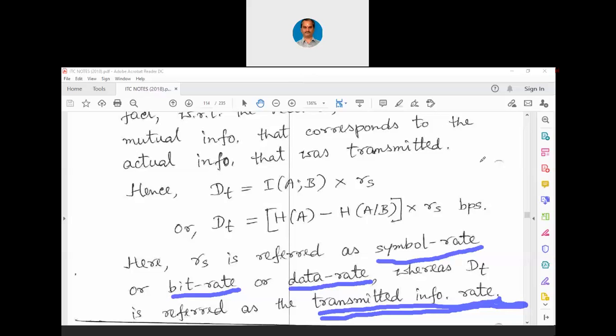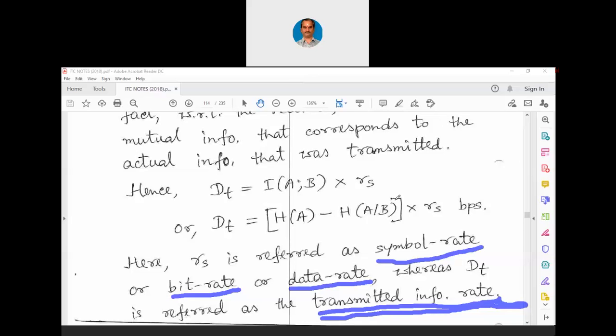Okay, to continue with the class, the source may be emitting 100 megabits per second, but out of that 100 megabits per second, how much information is going to be received at the destination? That depends on the mutual information.